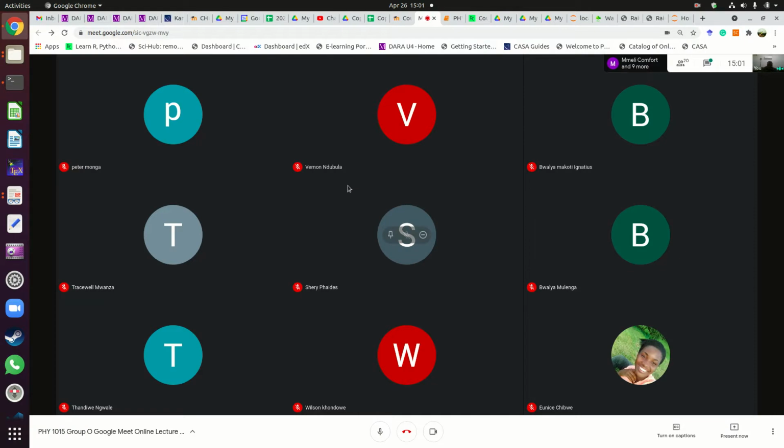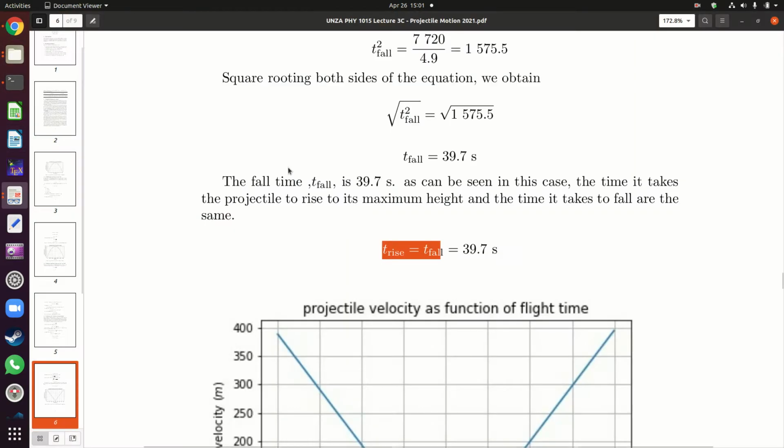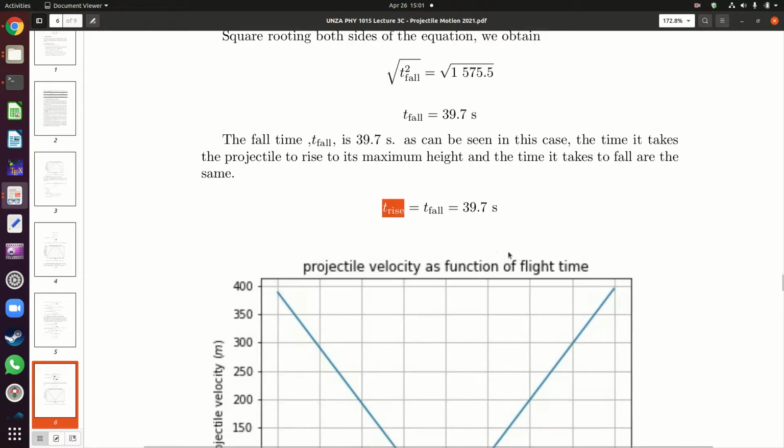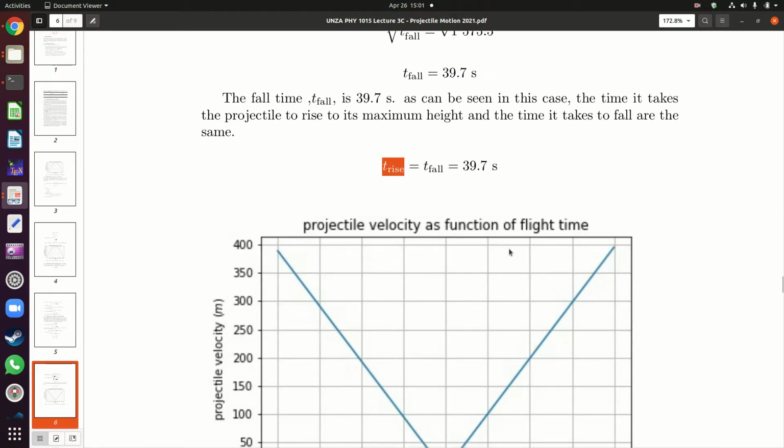Is this clear? So this is the conclusion you can make quickly based on the fact that you know that the height to which a projectile goes up and comes down are the same. If they are the same, then you quickly conclude that the rise time and the fall time have to be the same. In this case, it's 39.7 seconds. Any questions?